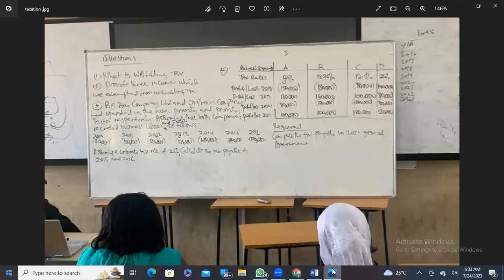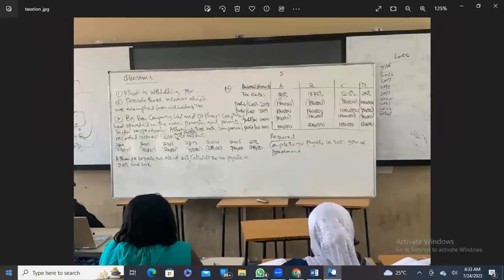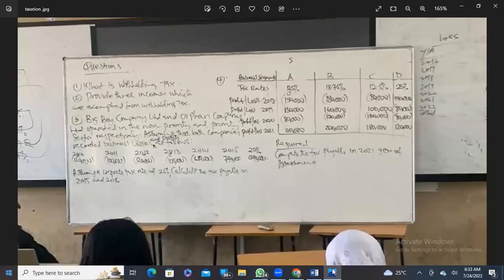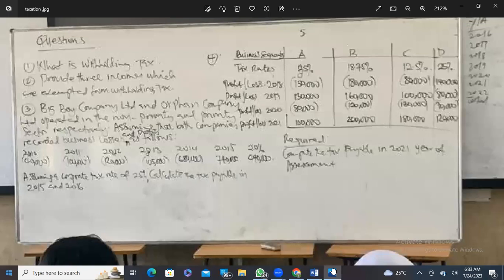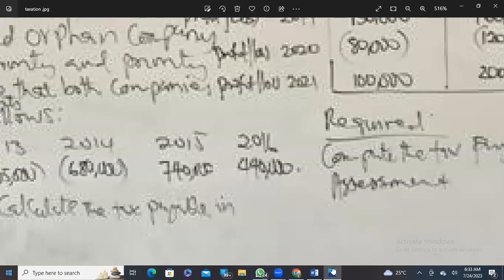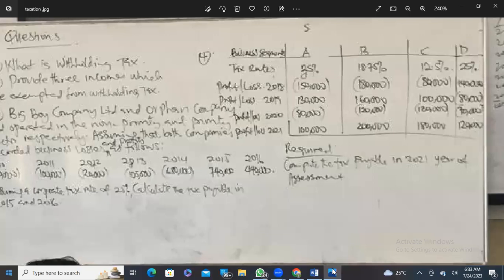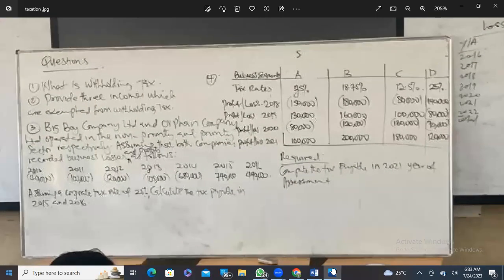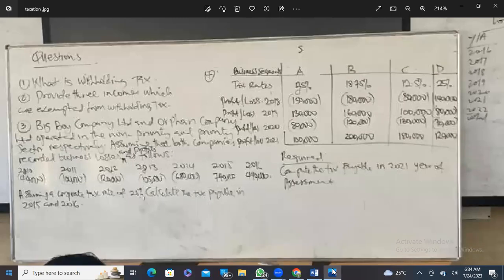It's fine. Now, in the year 2010, the loss recorded is 40,000. 2011, the loss recorded is 100,000. 2012, loss recorded is 120,000. 2013, loss recorded is 105,000. 2014, loss recorded 680,000. 2015, profit recorded is 740,000. 2016, profit recorded is 440,000. Assuming corporate tax rate of 25%, calculate the tax payable in 2015 and 2016.